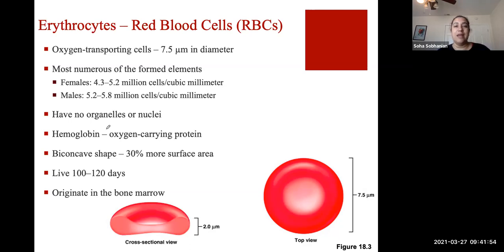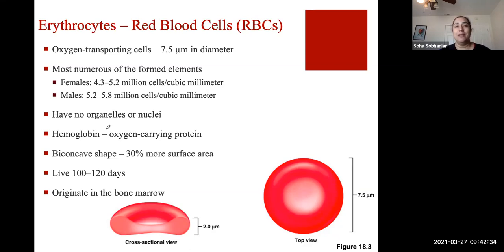In terms of the number of erythrocytes for males versus females, you expect to see a larger number for males. It's between 5.2 to 5.8 million per cubic millimeter, versus for females between 4.3 to 5.2 million cells per cubic millimeter. If you are eventually going to do physiology, you are going to get a chance to do a count of your red blood cells by using a sample of either sheep's blood or your own blood, depending on what your instructor chooses to do.